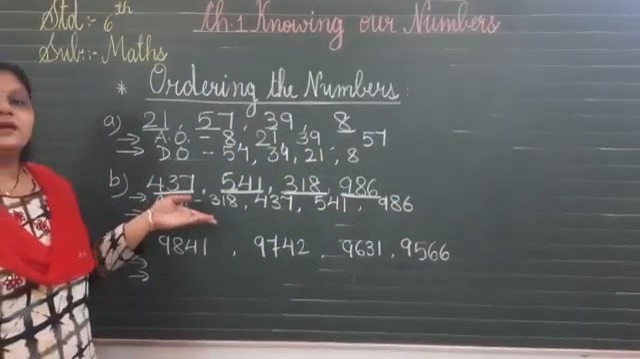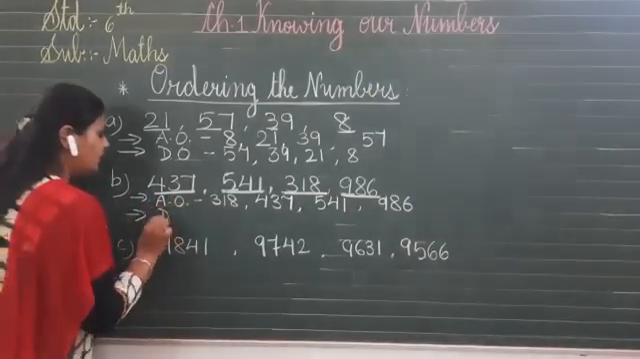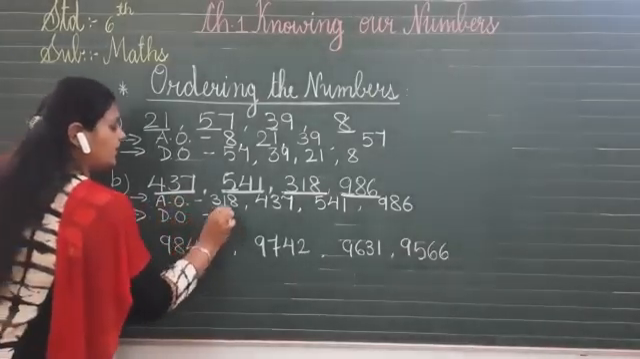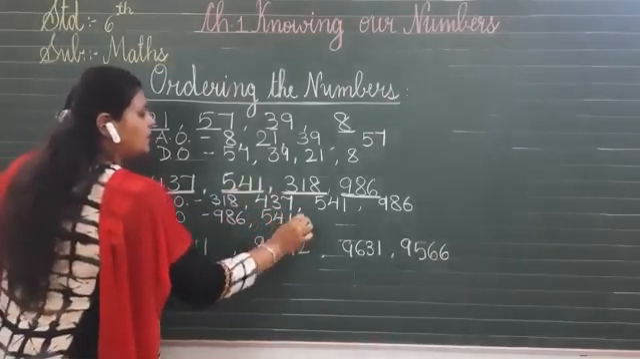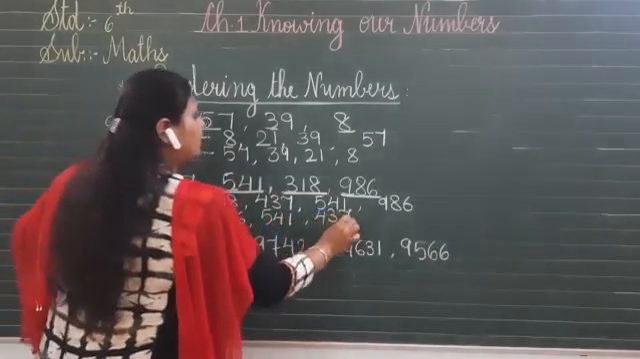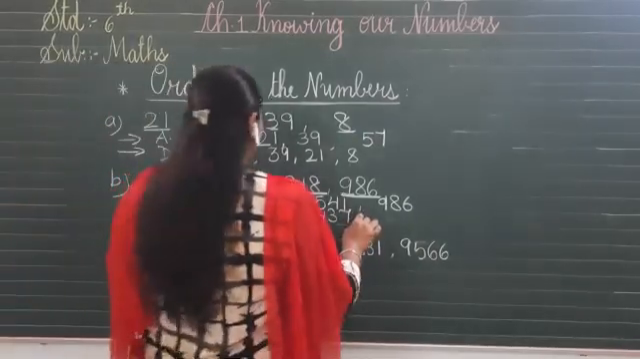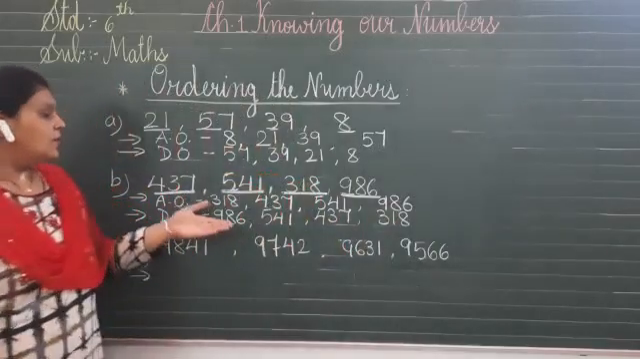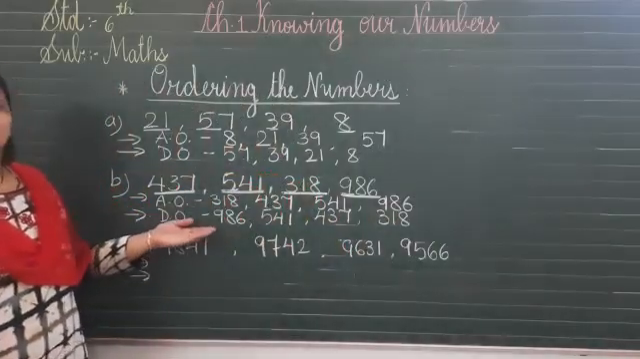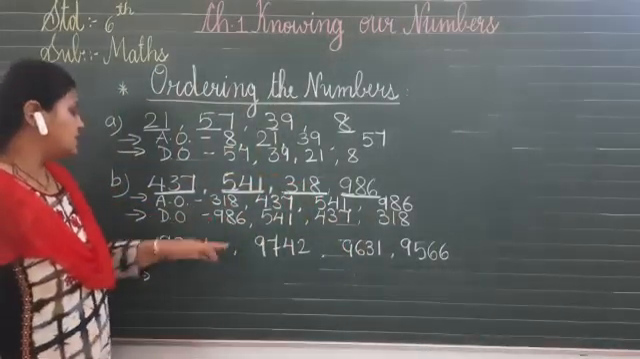Same way we have to write in descending order. We will write the greater number first, that is 986, then 541, then 437, then 380. So this is how we need to arrange the numbers.